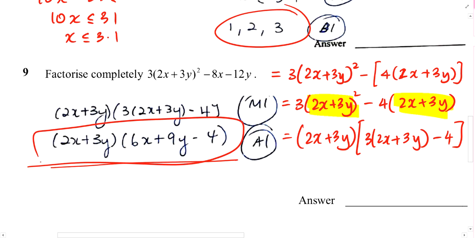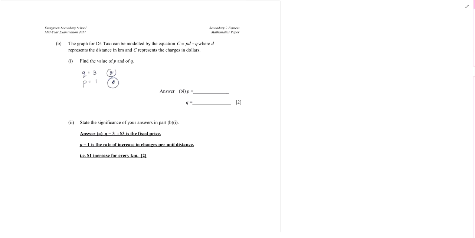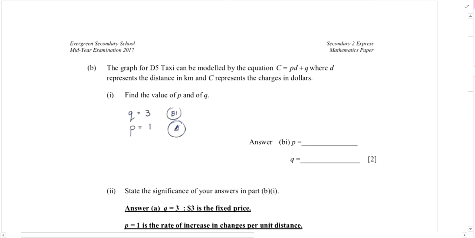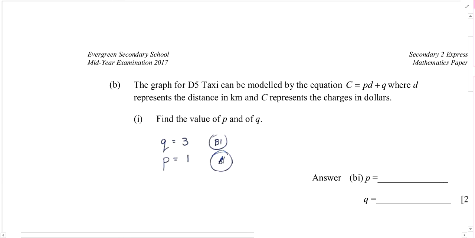Okay, next. P and Q. We got P equal to 1, 3, and Q equals to 3. Need help for this? Anybody? Okay. So this is for D5.